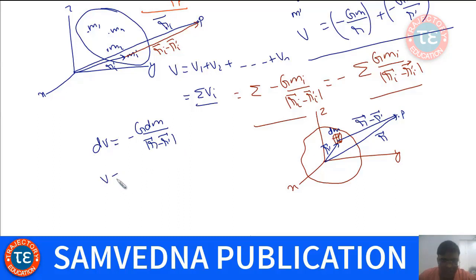and you have to take the integral. Now you don't have to take care of direction because potential is a scalar quantity, it has no direction, just integrate this. Alright, so this is how you can find the potential due to a continuous distribution of mass.